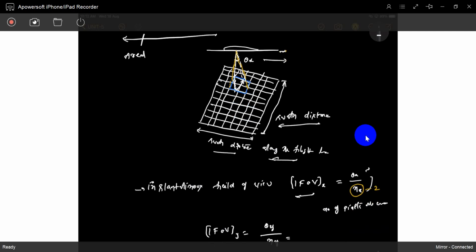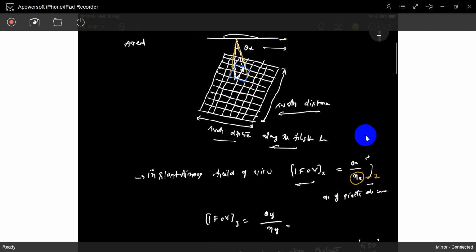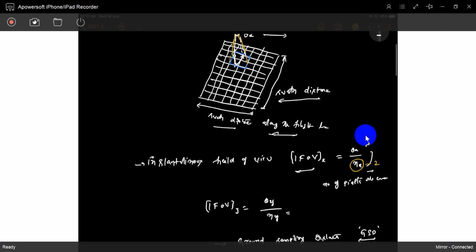Theta x angle divided by the number of pixels. Number of pixels we already discussed: 16 megapixel, 20 megapixel, that means how many pixels. And in the same way in the y direction, it's theta y by ny.